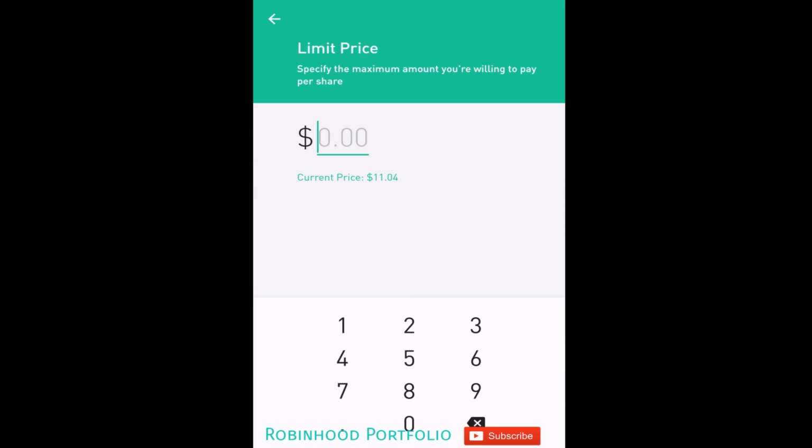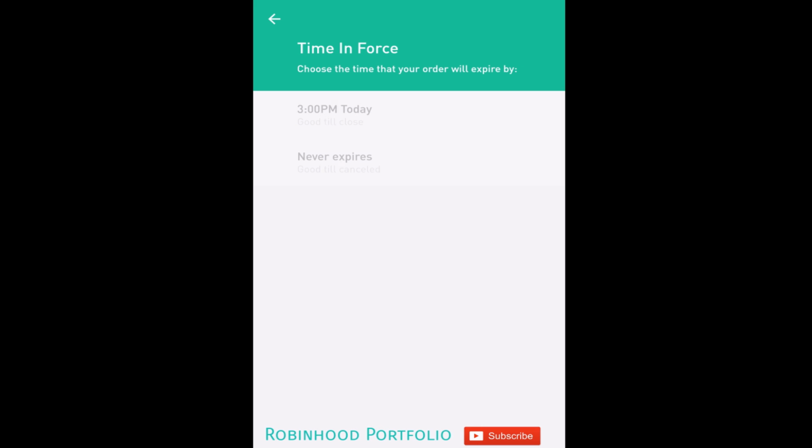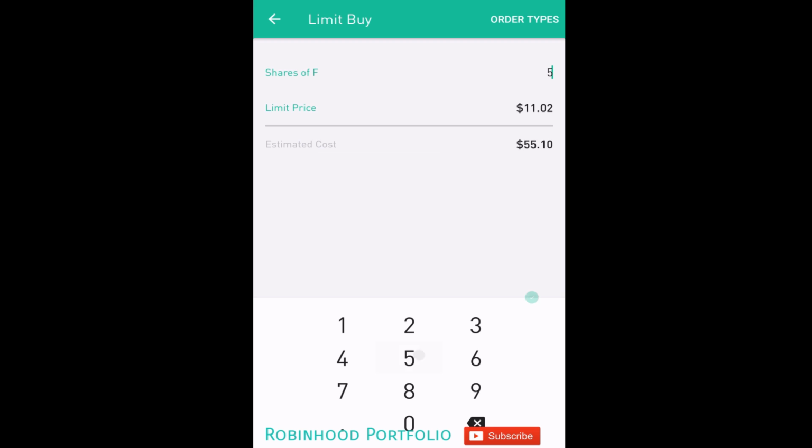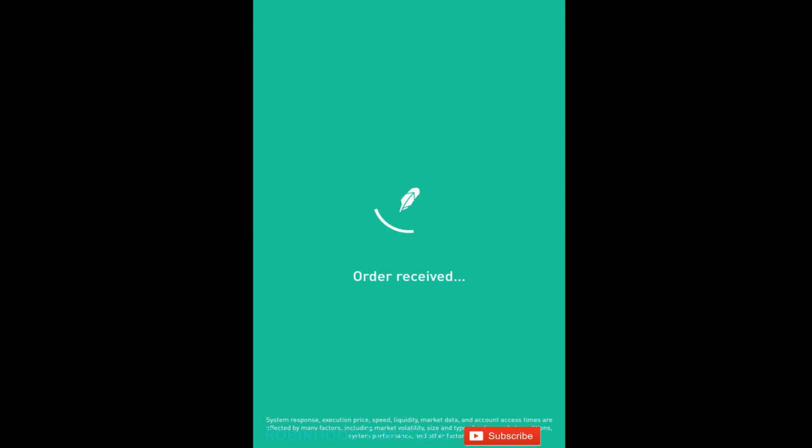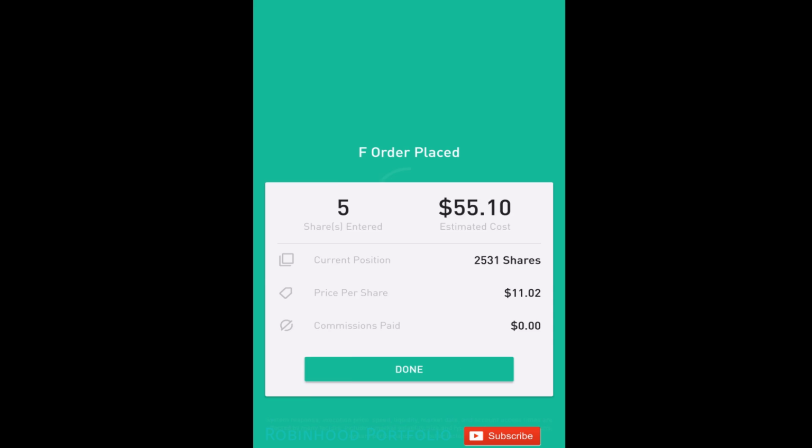Again, limit order, let's say I want to do another 5 shares at 11.02. Let's be a little bit more aggressive here. 3 p.m., put in 5 shares here. I can put that in. So now I have a limit buy going, a limit sell order going at the same time. You can do as many orders like this as you want.